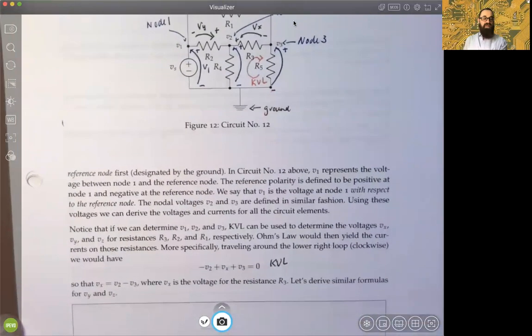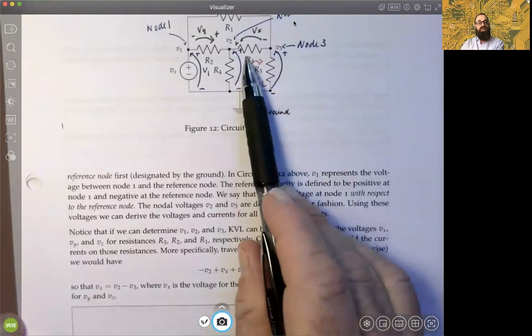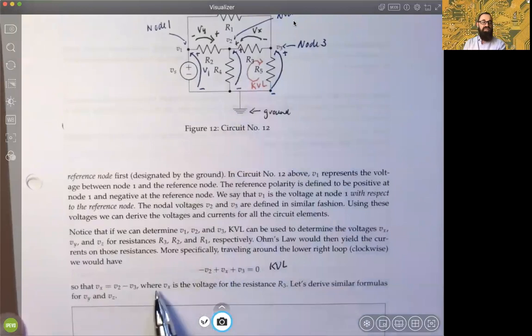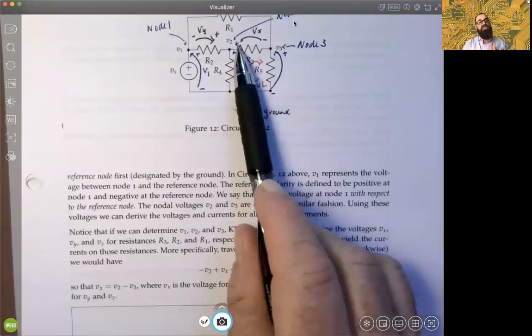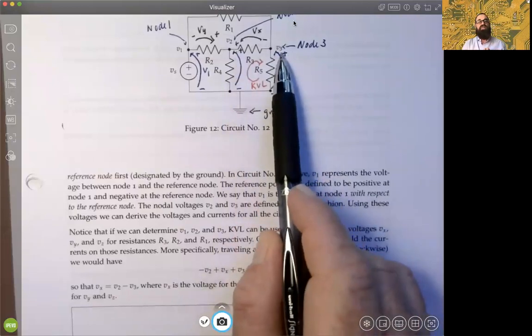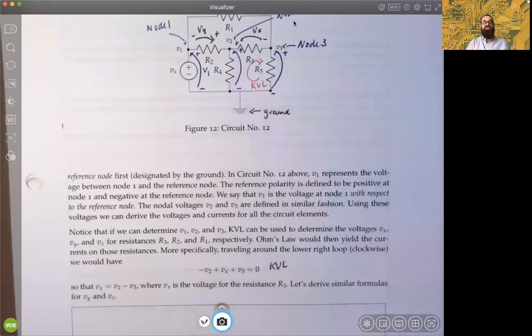So if we solve for Vx, what we determine is, interestingly enough, the voltage across this resistance here is the difference V2 minus V3, okay? If you think about it, that kind of makes sense because voltage is measured across, right? Whatever the voltage is here and the voltage is here, the difference between those two is the voltage across that circuit element, right? And again, Vx is the voltage for resistance 3. Now let's derive similar formulas for Vy and Vz.